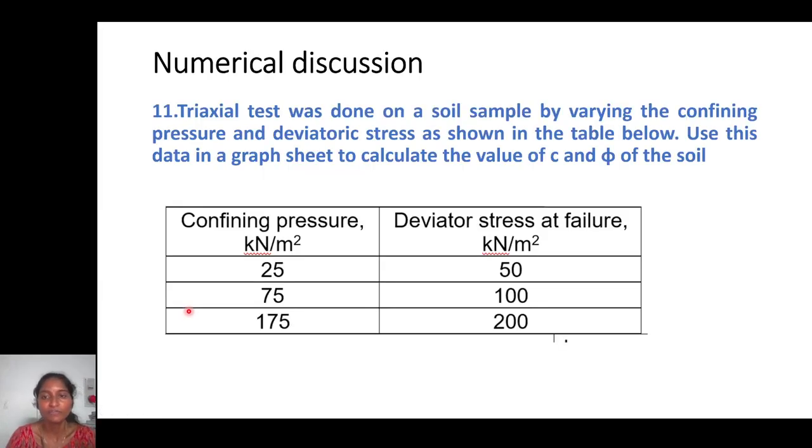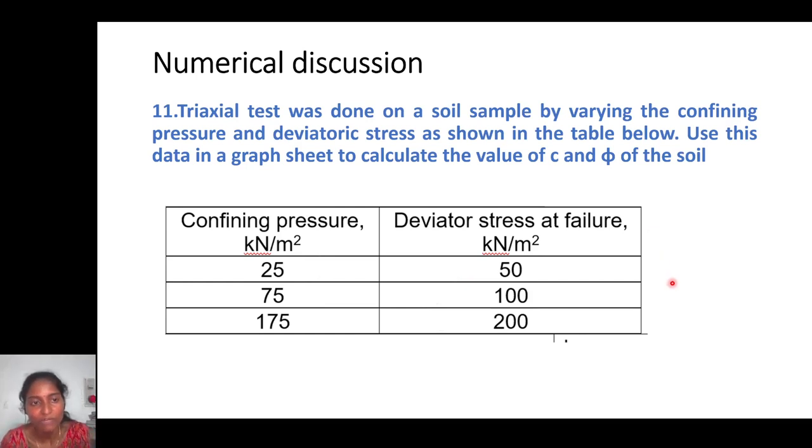Let us take another question. Maybe you can solve this using your calculator. A triaxial test was done on a soil sample by varying the confining pressure and deviatoric stress. In the triaxial test, these are the confining pressure sigma 3. First they have taken 25 as sigma 3, then they have applied 50 deviatoric stress. Then they have observed the change in the height of the specimen, or recoverable strain. Then they have changed the confining pressure and observed a different deviatoric stress. They have done these trials for 3 sets. Using this data, calculate the value of cohesion C and phi of the soil.